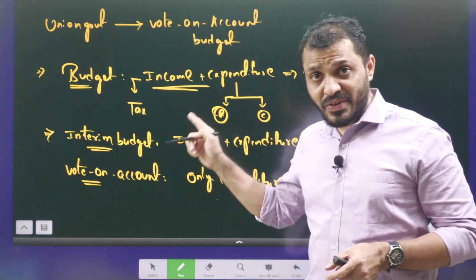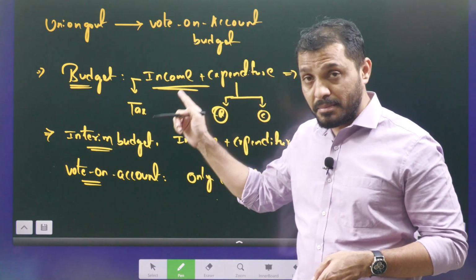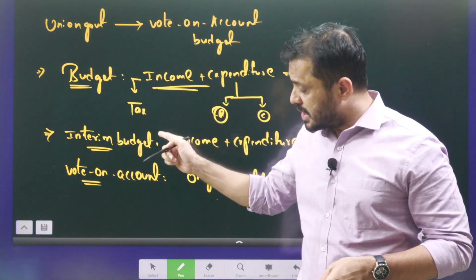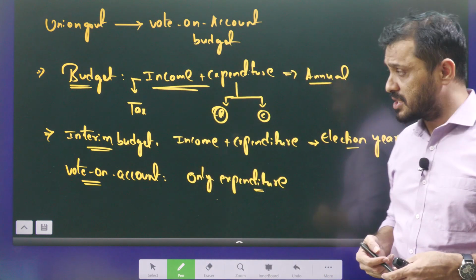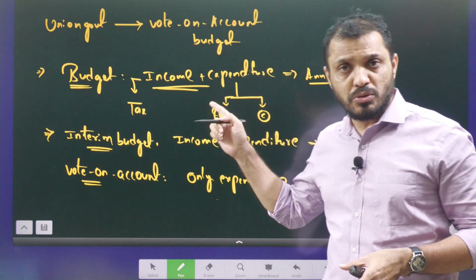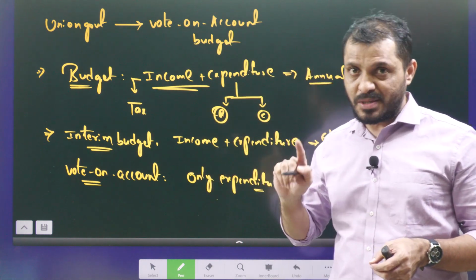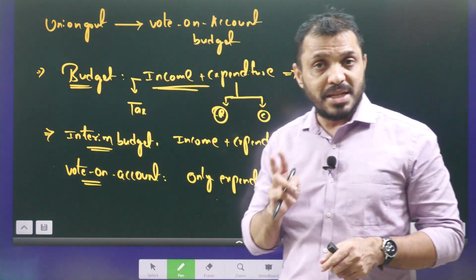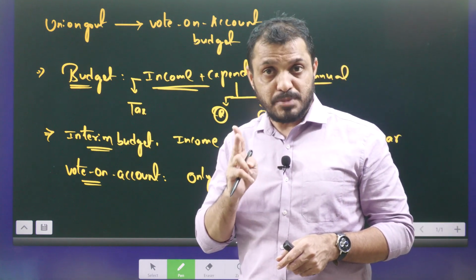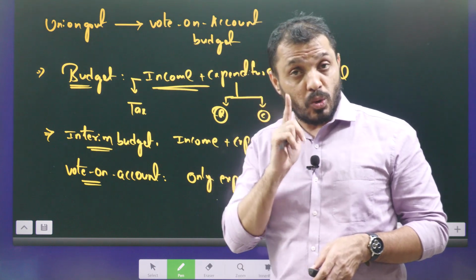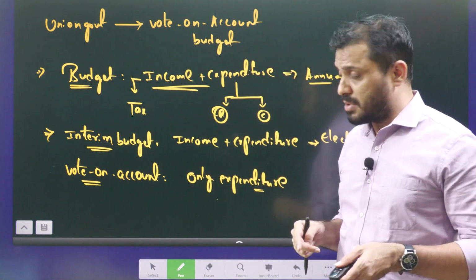So this is the first basic difference you have to understand between the budget, the interim budget and the vote on account budget. By the way, the budget will be introduced by the Finance Minister in the Lok Sabha, whether she has membership in the Lok Sabha or not, because a minister can attend both houses irrespective of membership, but can vote only in the house in which they have membership.